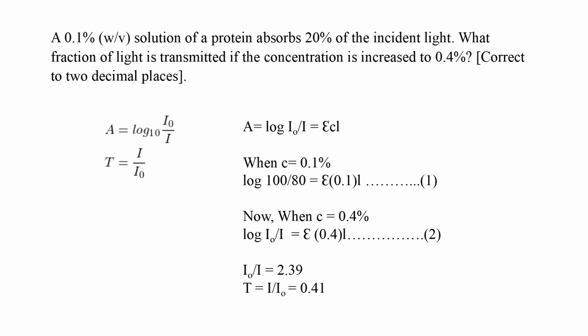So log 100 by 80 is equal to epsilon into 0.1 into 1. When the concentration is increased to 0.4%, log I naught by I is equal to epsilon into 0.4 into 1. So I naught by I, when you divide equation 1 by 2, will come out to be 2.39. And transmittance is the inverse of this, so it is I by I naught, which is equal to 0.41. The answer will be in between 0.40 to 0.42. So 0.41 is the absolutely correct answer. Moving on.